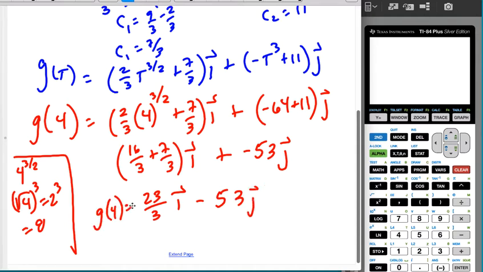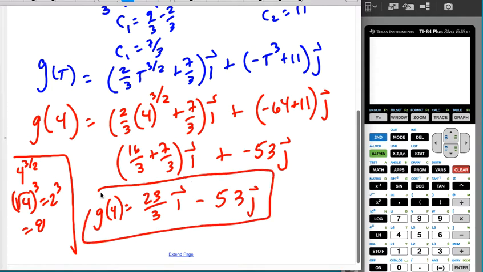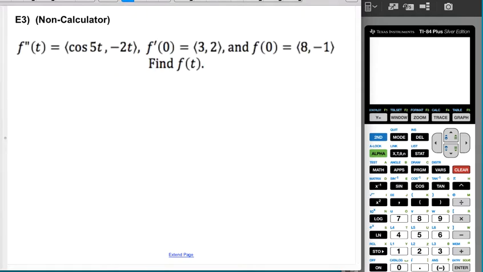And again, you could have got another option for how to do that, but I think that's probably the easiest choice. All right, so we're given f double prime of t, and we're given initial values for both f prime and f. We're asked to find f of t, so we're going to have to essentially integrate twice, right? So my f prime of t should be what happens if I integrate each of these.